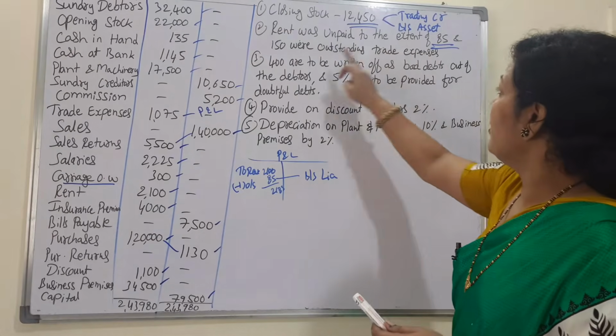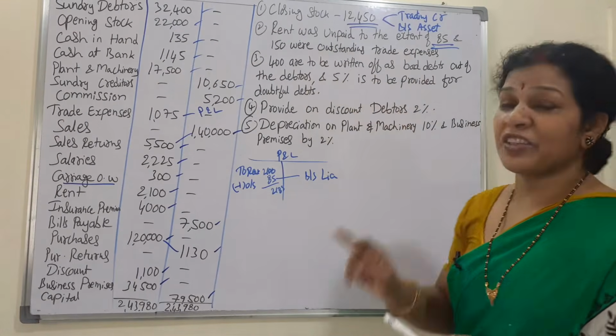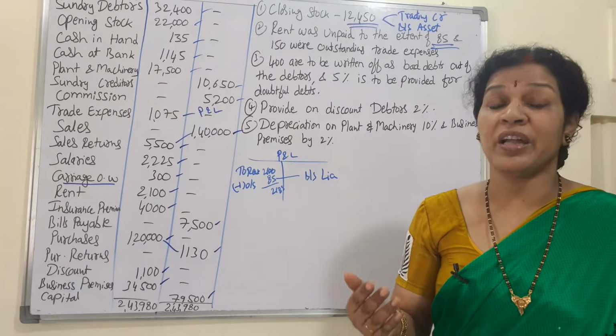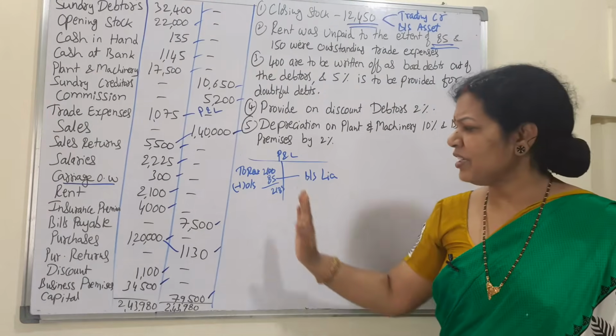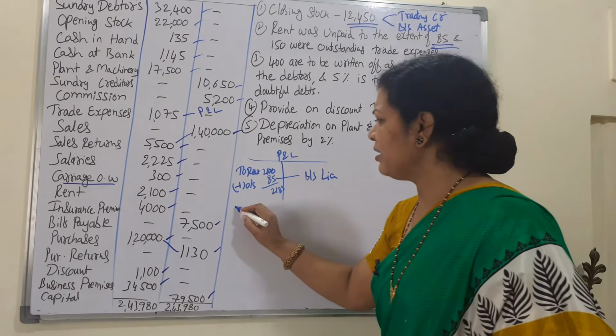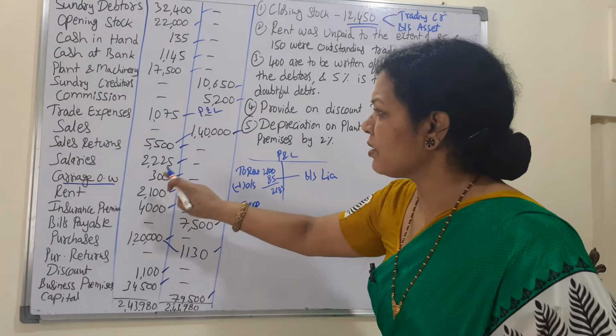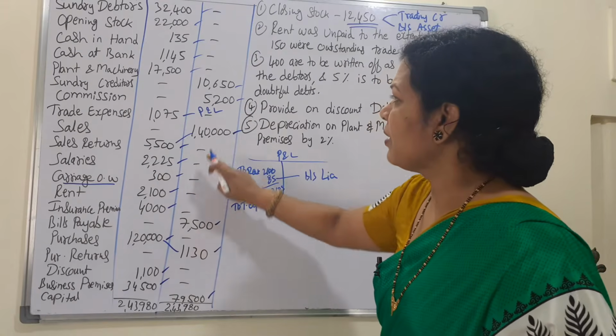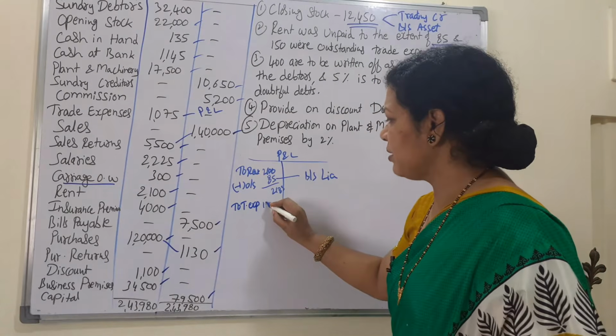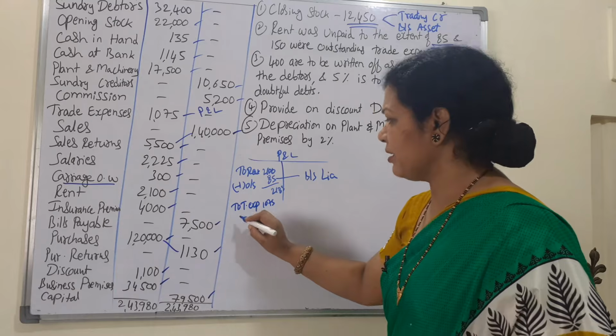Next one, 150 rupees outstanding trade expenses. Trade expenses are also outstanding, means payable. Same treatment, rent we have taken here. Next we will take trade expenses. Trade expenses are how much? Yeah, 1075. 1075 will write it in the inner column.